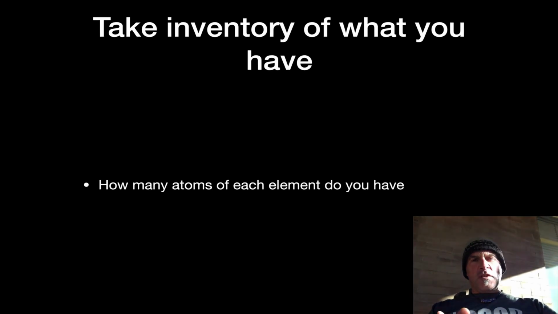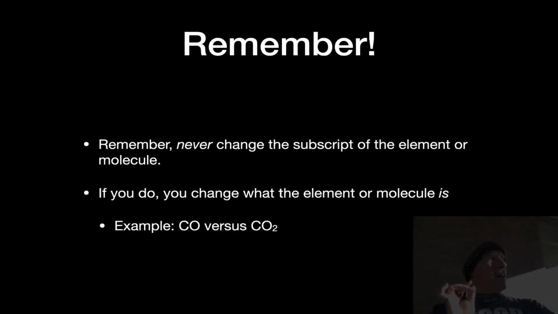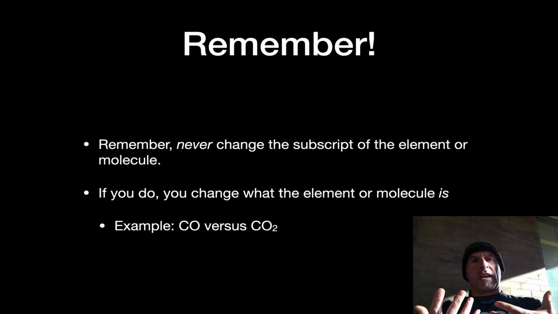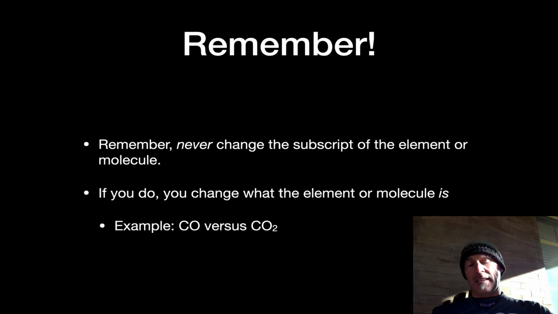So the first thing you do is take inventory of what you have, which is how many atoms of each element you have total. Now remember, when you do this, never change the subscript of the element or the molecule, because if you do, you literally change what the element or molecule is. For example, CO can become CO2, which is a very different kind of gas, with very different impacts.